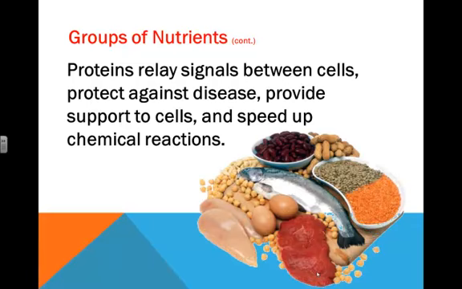Proteins, here's some of the benefits. This is some of the things that proteins do for us. Proteins relay signals between cells. They protect against disease. They provide support to our cells. And they speed up chemical reactions. And we talked about speeding up the chemical reactions. That's when they are catalysts, because that's what a catalyst is.